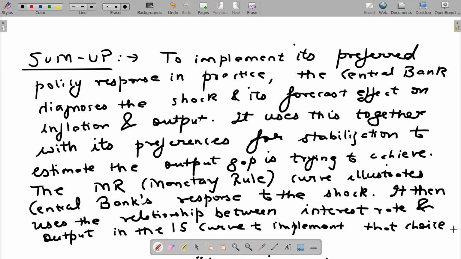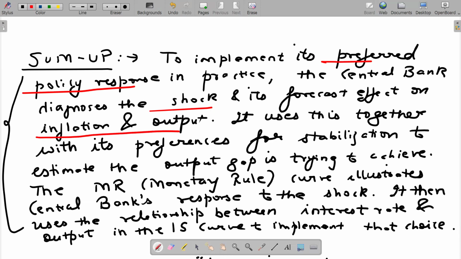Students can think of this as the whole summary of the lecture today. So if the central bank has to implement its preferred policy choice, what monetary policy choice should the central bank use? It is going to first of all diagnose the shock. Is it a positive shock to the economy or a negative shock? And then the central bank is also going to look at the shock on inflation and output in the future. Remember, we started the lecture today with central banks being forward looking.